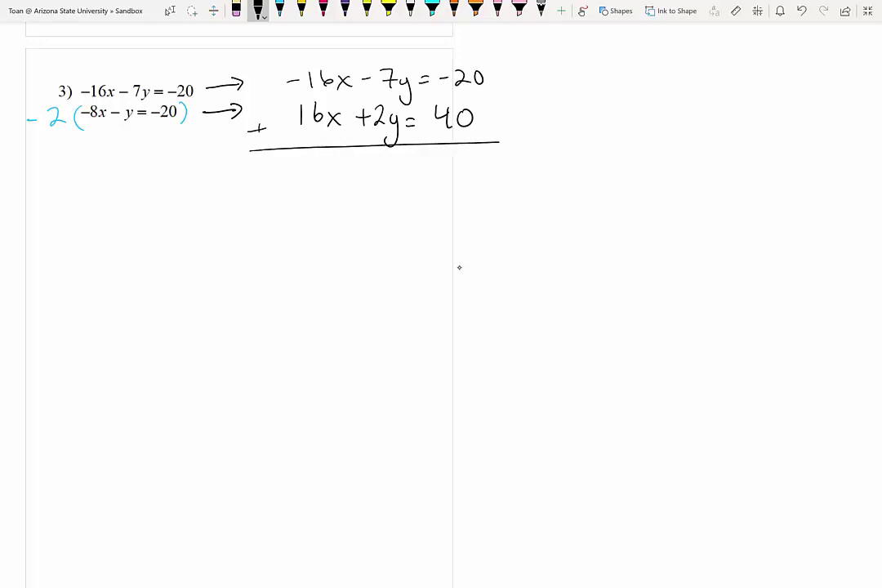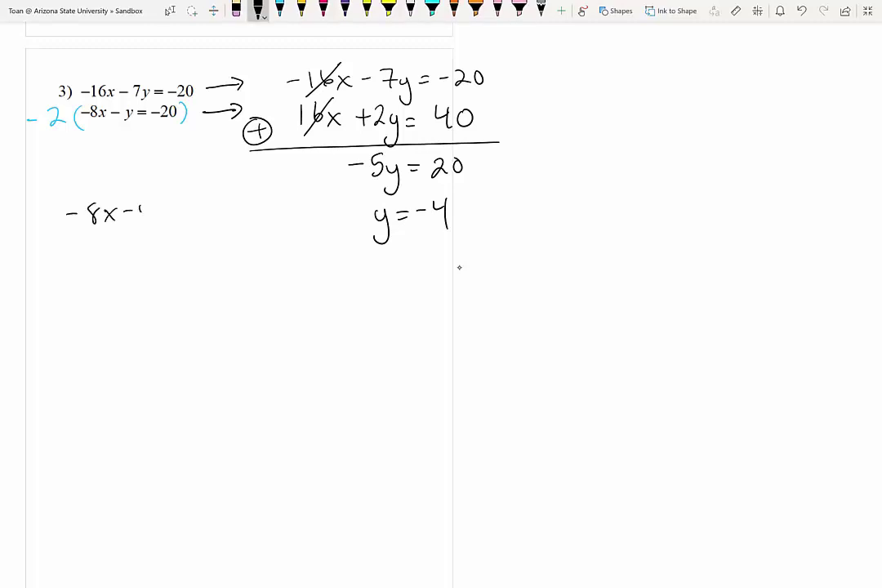Then we can go ahead and eliminate by adding these two equations. The x's are gone, leaving us with a negative 5y equals a positive 20. Divide both sides by negative 5 gives us y equals negative 4. Substitute it into any of the original equations. Let's say the bottom equation.